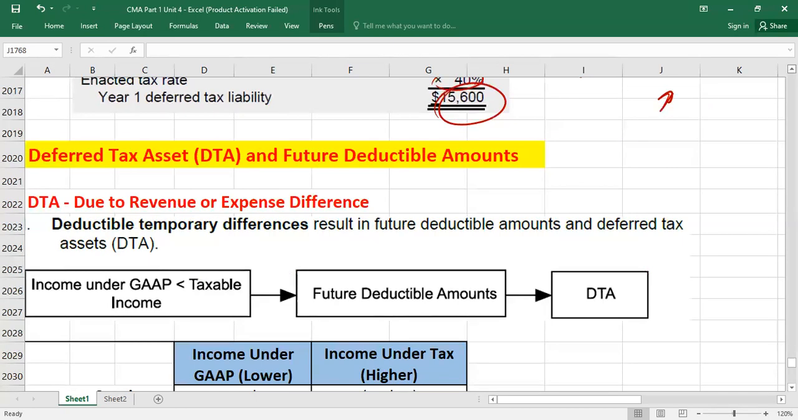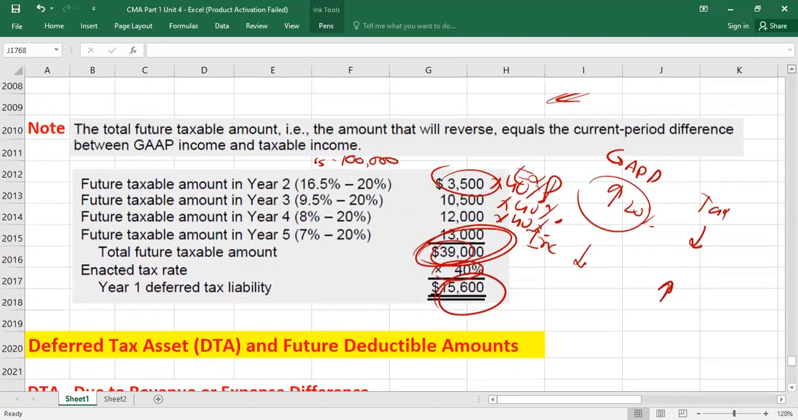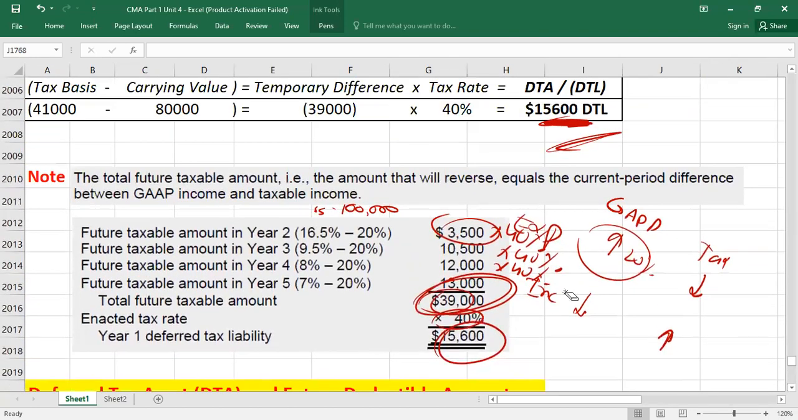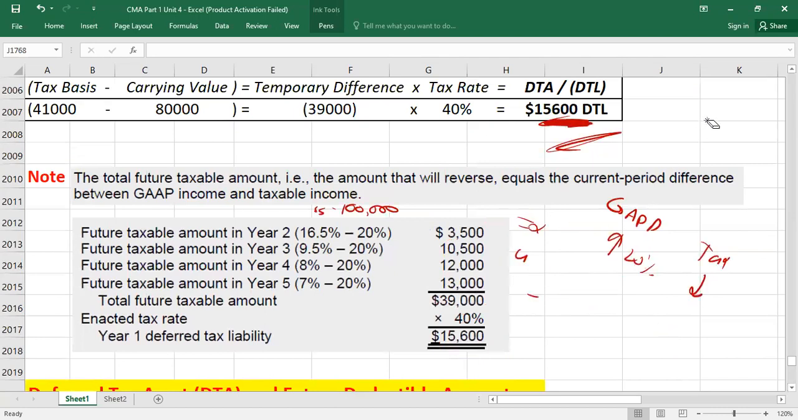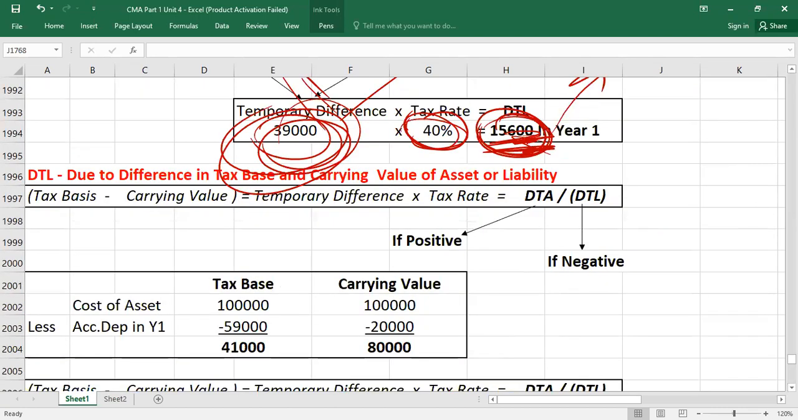Okay, here is one point I skipped. What was the total deferred tax liability you calculated? Tell me. It was 15,600. Now you can apply the asset-liability approach also. How do you get the tax base? Take the cost of the asset, which was 100,000, minus first year depreciation under tax, 59,000. This is the tax base, right? And the accounting base? Cost of the asset minus accounting depreciation of 20,000.